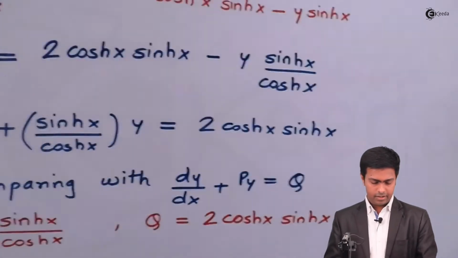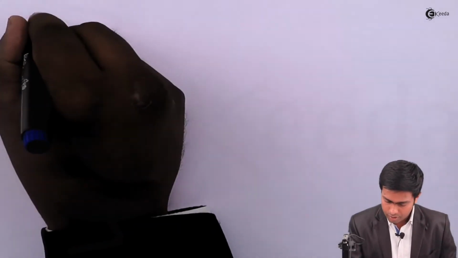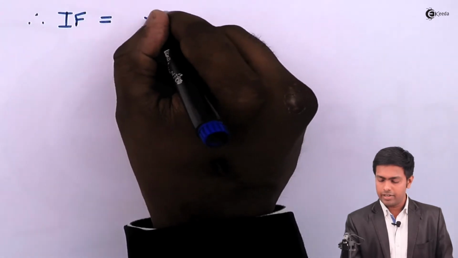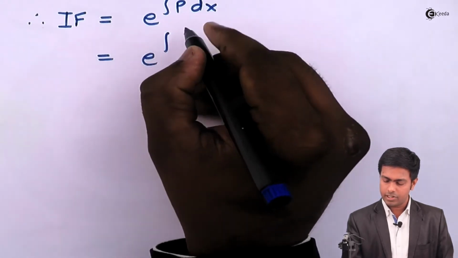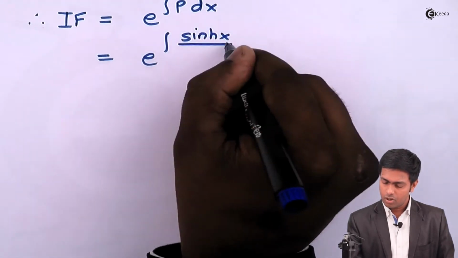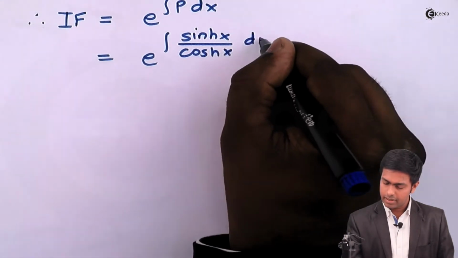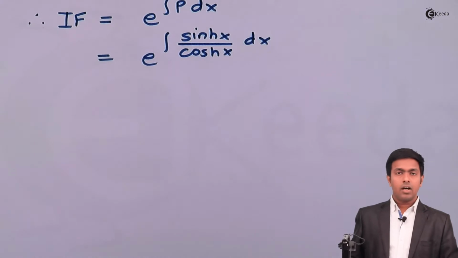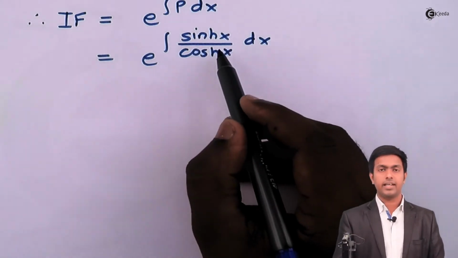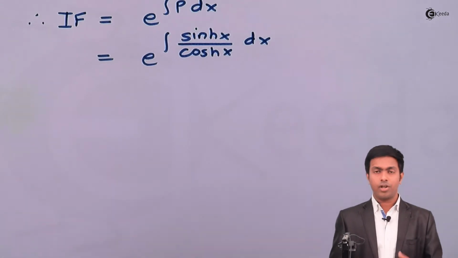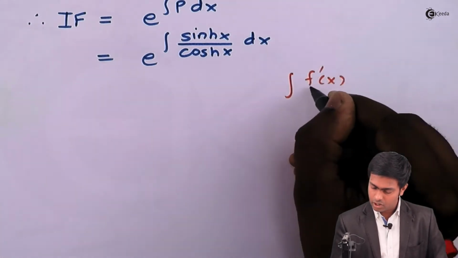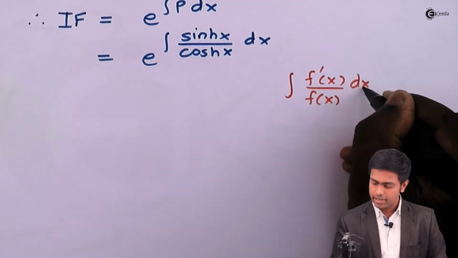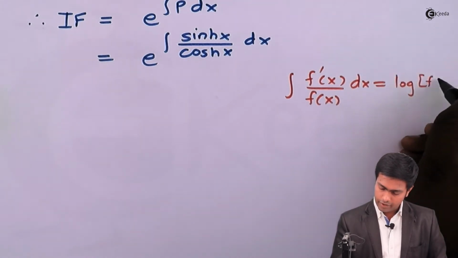Now guys, let's find out the integrating factor. Therefore the integrating factor is given by the formula e raised to integration of p dx. So e raised to integration of hyperbolic sin x upon hyperbolic cos x dx. Now guys, what is the integration of this hyperbolic sin x upon hyperbolic cos x? Here I am going to use the property of integration which says integration of f dash of x upon f of x dx is equal to log of f of x.